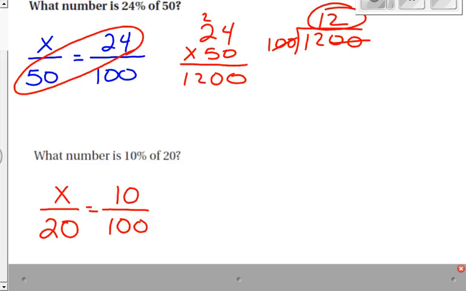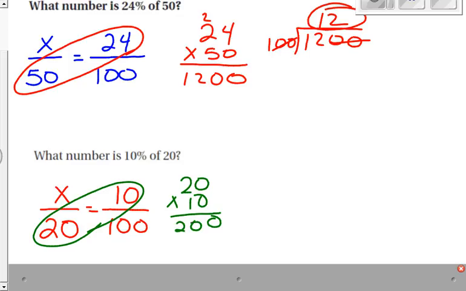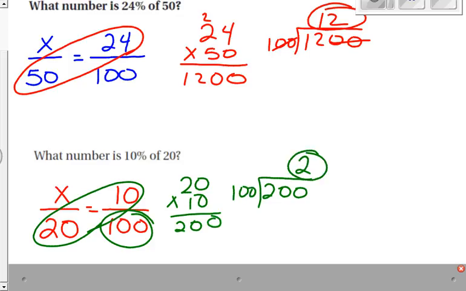So now we're going to do 20 times 10, which is 200. Now we're going to divide by the other number. 200 divided by 100 gives us 2. Our answer is 2.